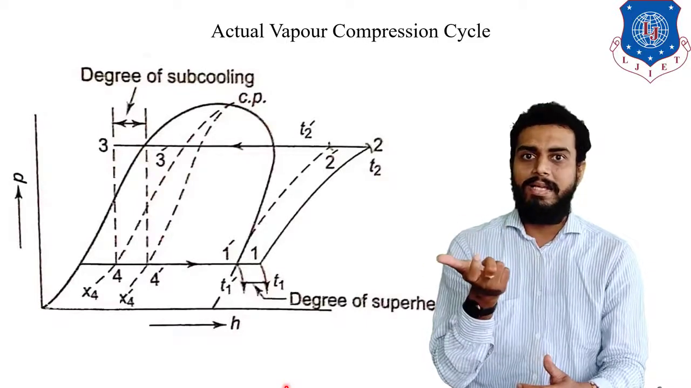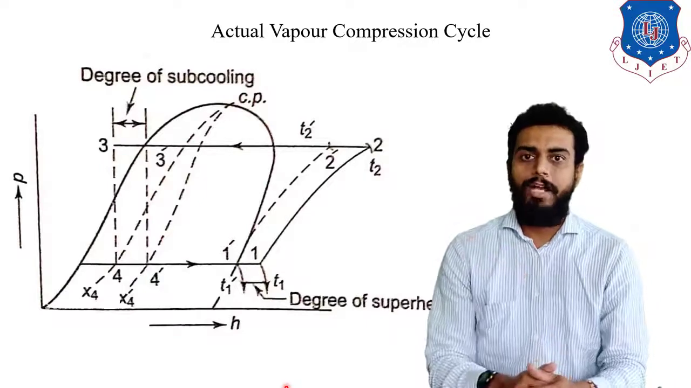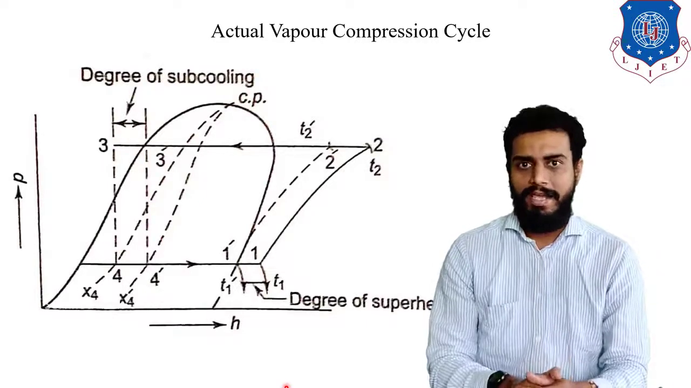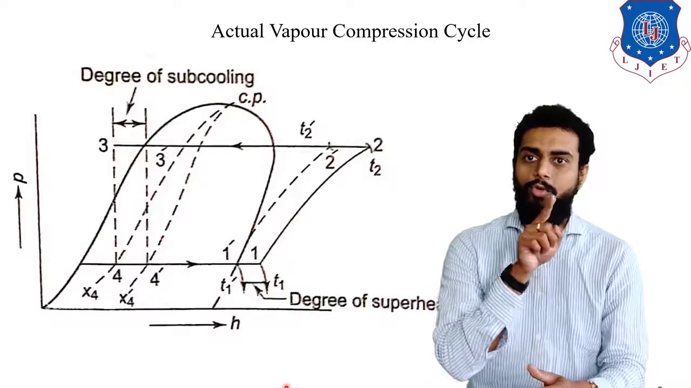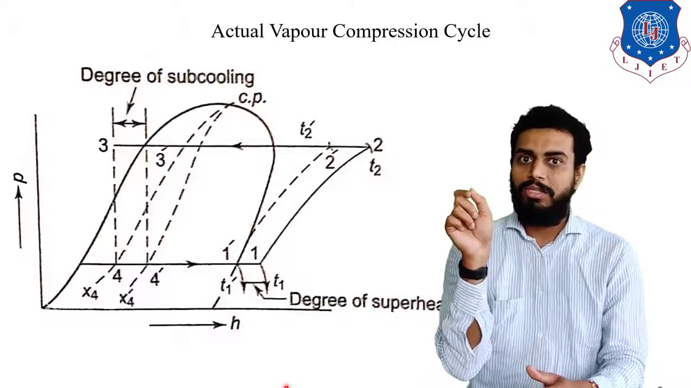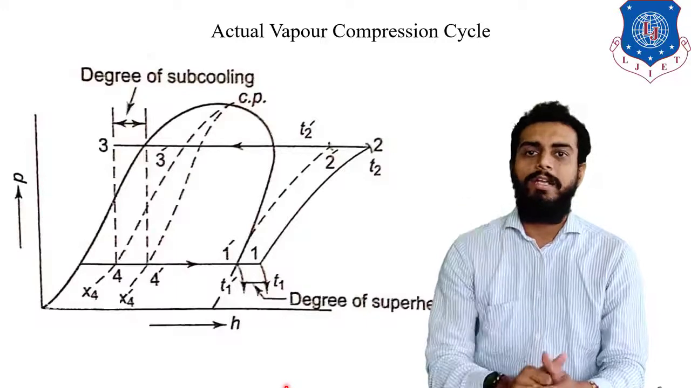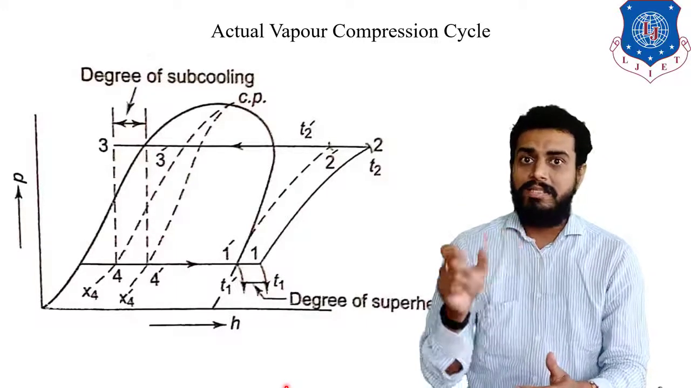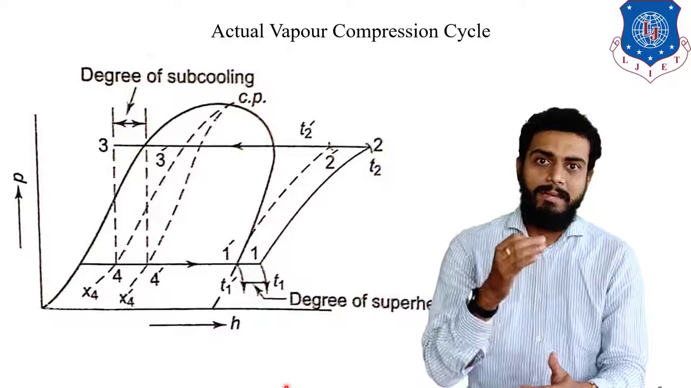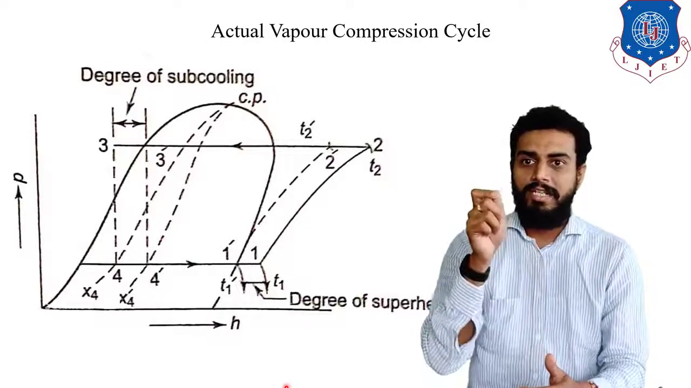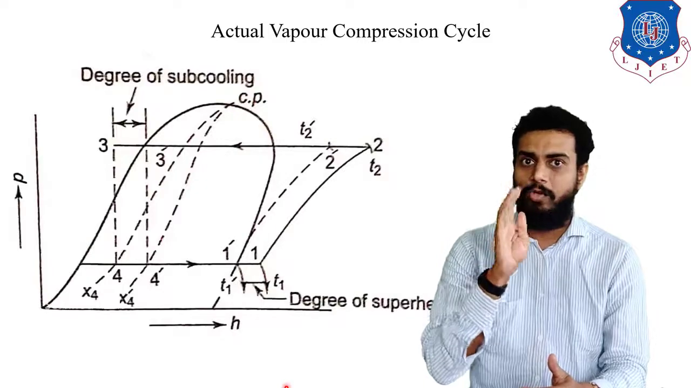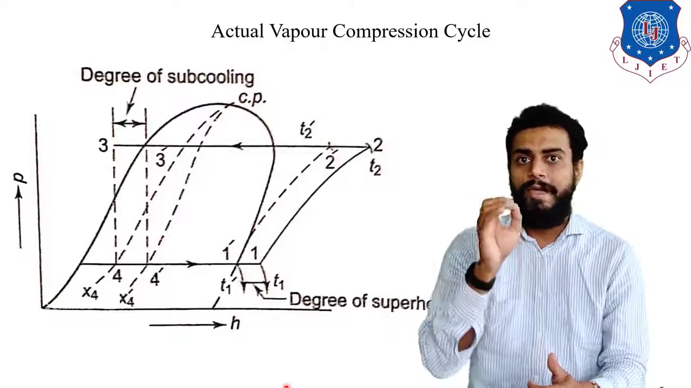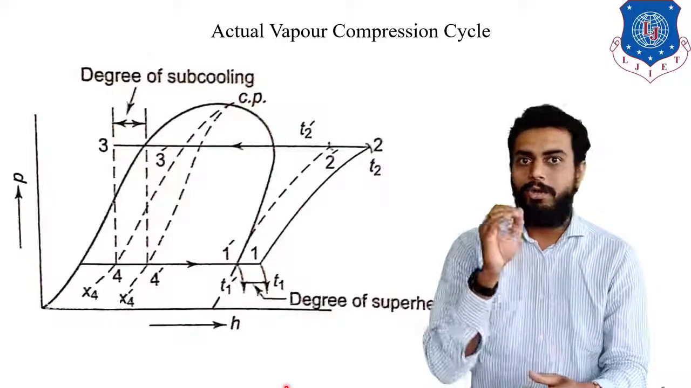Now in the revised cycle, in actual practice, what happens? In actual practice, subcooling is done, as you can see over here, from 2 to 3. So 3 dash to 3 is the subcooling done, right? Why is subcooling done? The reason is simple. From 3 dash to 4 dash, ideally, when the normal cycle is there, you have the expansion device or throttling device.